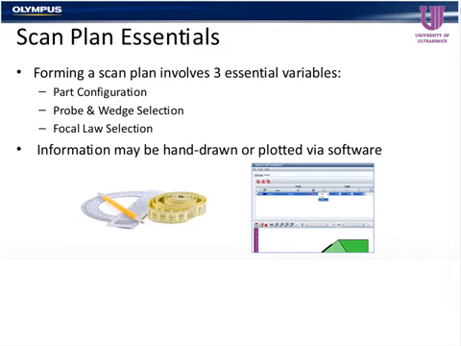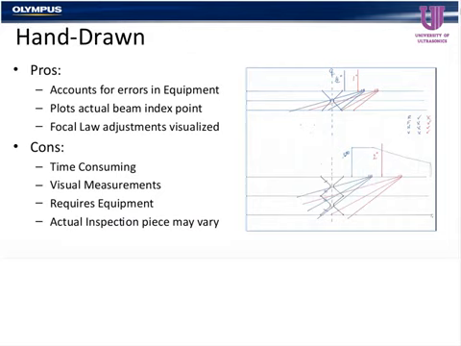So our job is to try and take these three categories, if you will, and actually put them into a scan plan. Now there's a couple ways to do that, and as you see here, you can hand draw a scan plan, or you can use some sort of software program to develop the scan plan. The hand-drawn scan plan is a very thorough way of building the scan plan. Thorough in that it involves the actual physical use of the equipment.